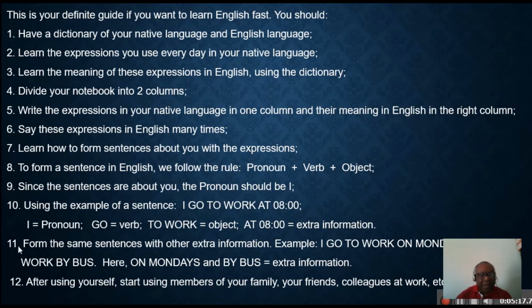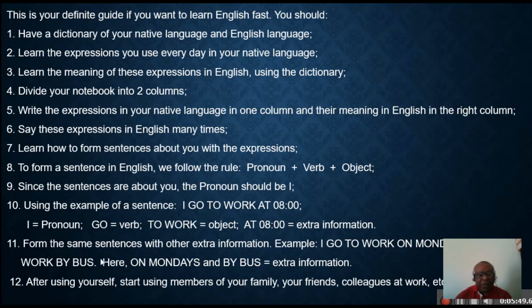So then number 11, form the same sentences with other extra information. Example, I go to work on Mondays. I go to work by bus. So if I say I go to work on Mondays, it's extra information. Maybe I go only on Mondays. That is every Monday I go to work. Other days I don't go to work because of the pandemic. So this, on Mondays, is extra information.